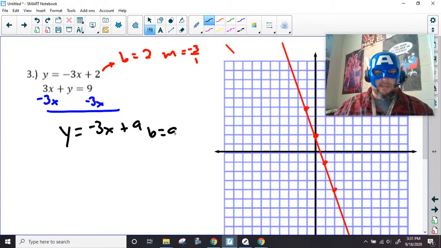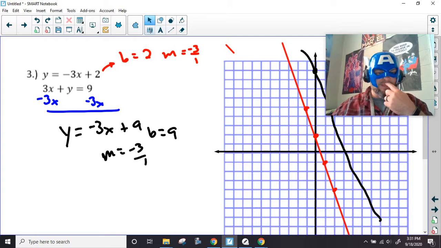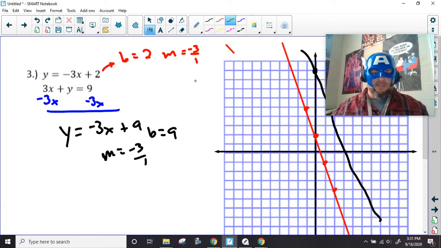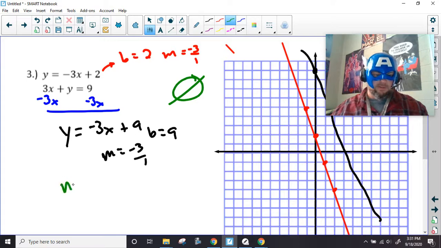Our b is going to be 9. That's going to be right here. Our m is also -3/1. That means they're the same slope. Okay, so we're going to imagine that this is like that. So here we go. This one is no solution. There's one way to write it. You can also go no solution.